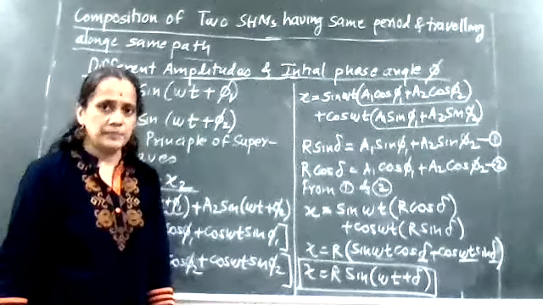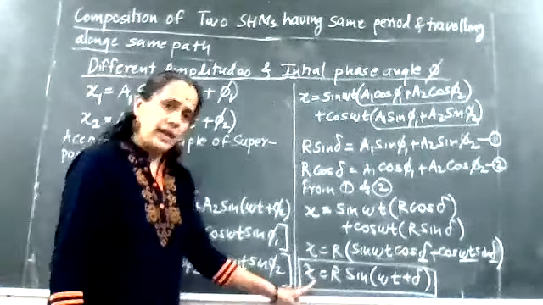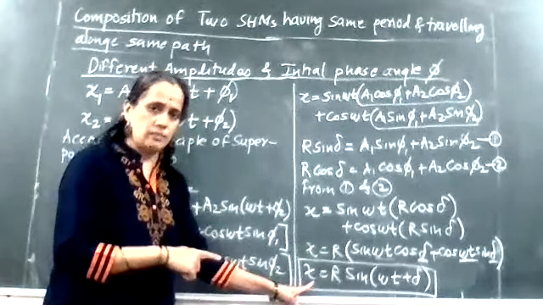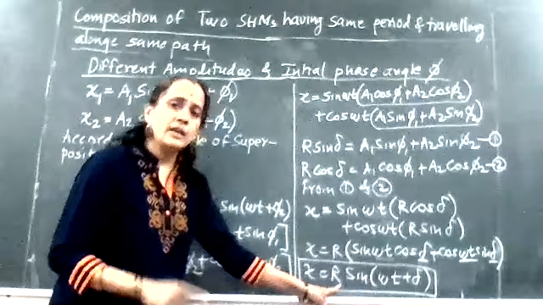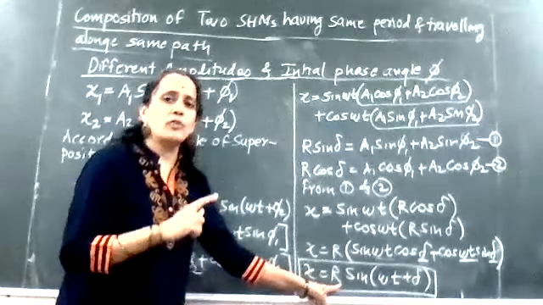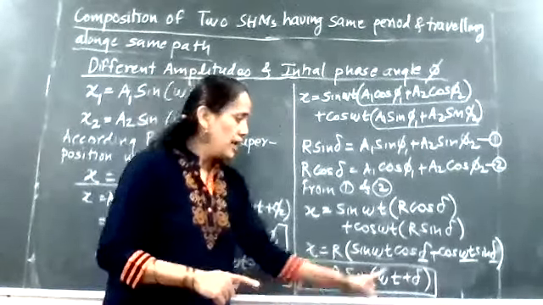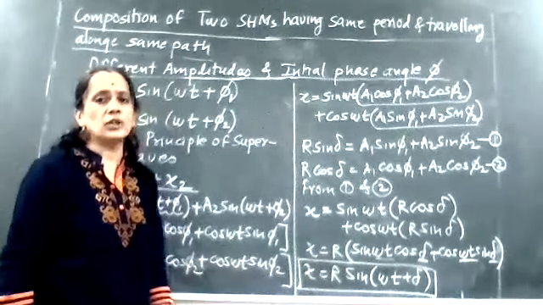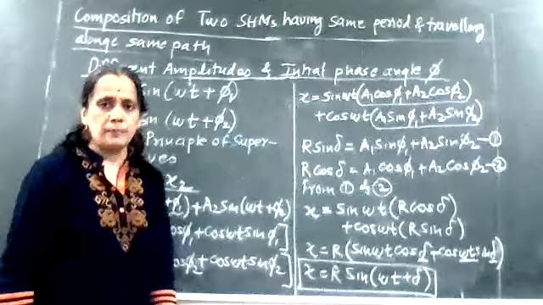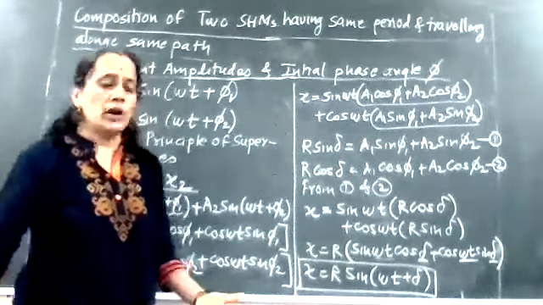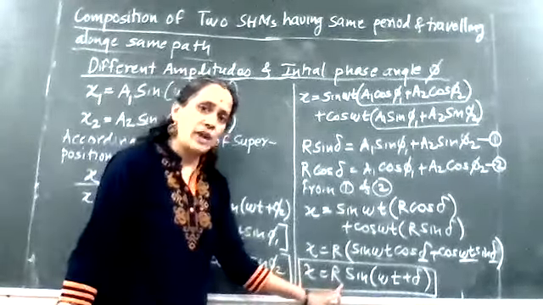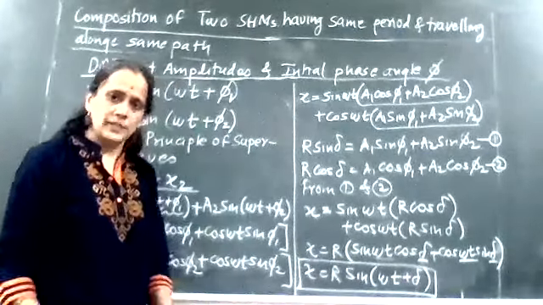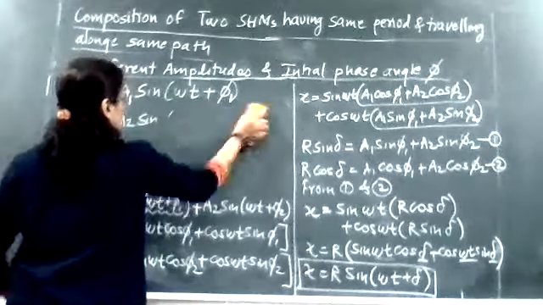Got it? I'll again repeat. X means resultant displacement of composition of two SHM. R is the resultant amplitude of composition of two SHM. And delta is nothing but the resultant initial phase angle for the composition of phase. So my next job is what? I want to find out the value of R and the value of delta. Clear? So now I will go for that.